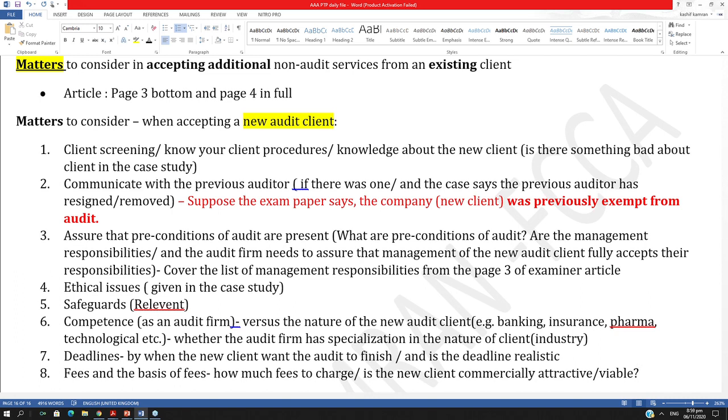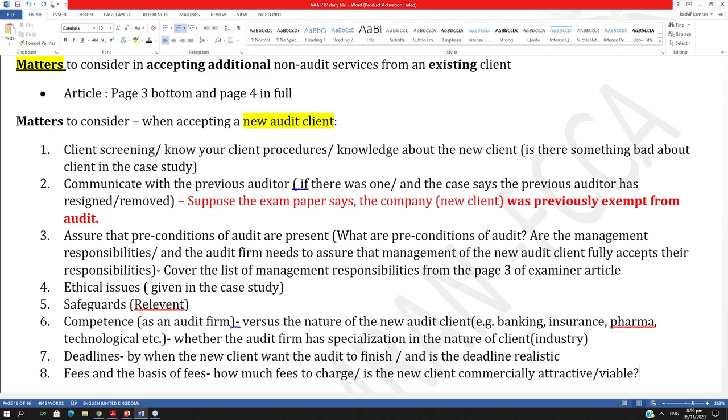So when you go for a job and you are giving an interview, at the back of your mind you have a question: how much salary will this employer be paying me? If the employer pays me a good salary, then only I will accept the job. Otherwise, I'll switch and go to another employer, right? So you need to consider the fees when you're accepting a new audit client, right? How much fees the new client will be giving you.